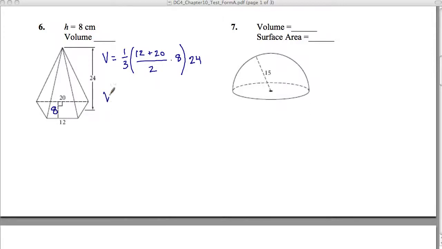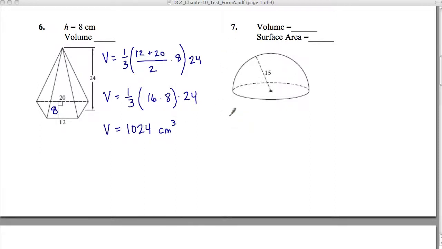So we find here that the volume is 1/3 of 32 over 2, which is 16, times 16 times 8 times 24. And here we're able to find that the volume is 1,024 cubic centimeters. Sorry, on those other problems, make sure that you get the correct units as well. Cubic centimeters. Alright, number 7.